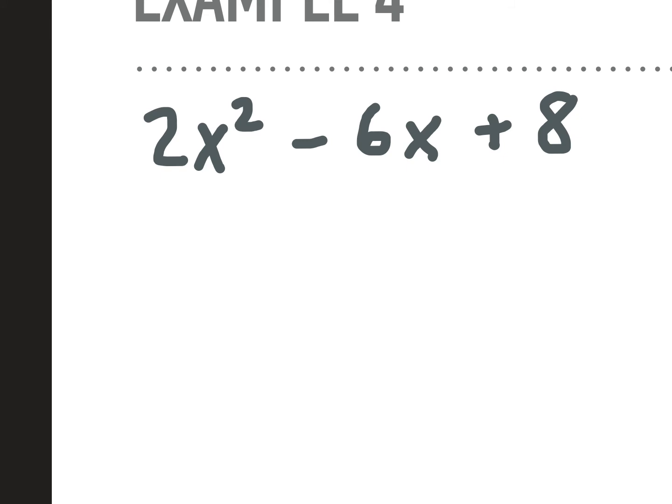So I have 2, negative 6, and 8. What's my greatest common factor here? 2. So I'm going to take out a 2. Do I have any x's in common in between all 3? No, so I can't take out any x's. So I'm only taking out a 2.